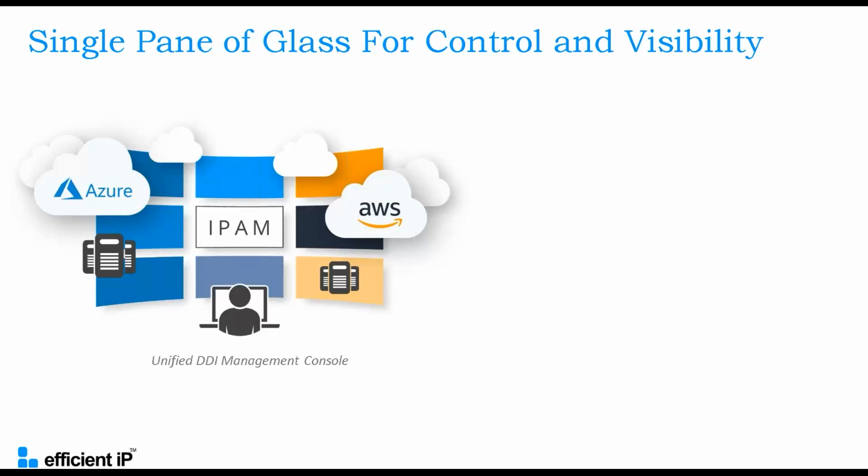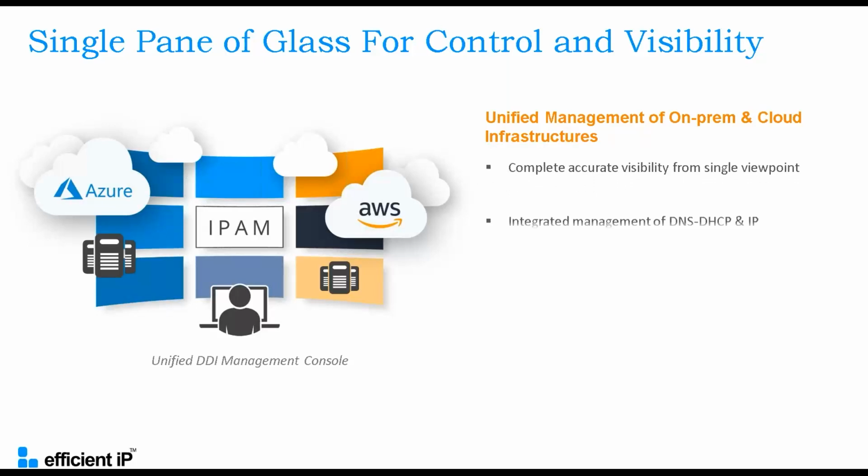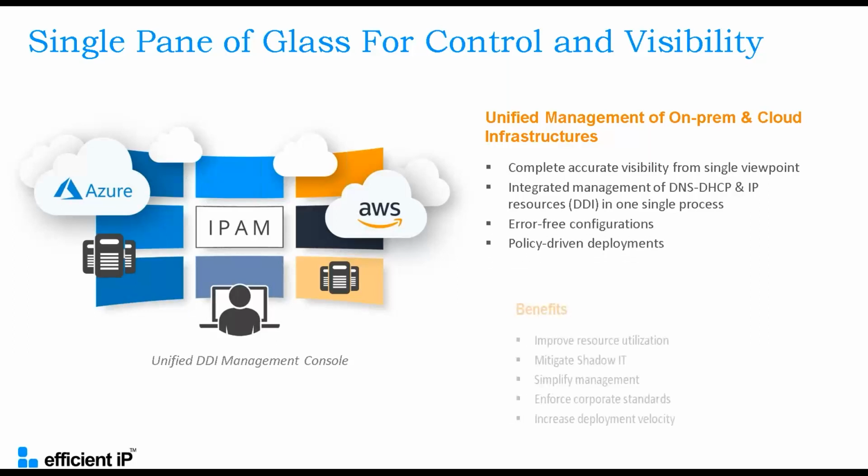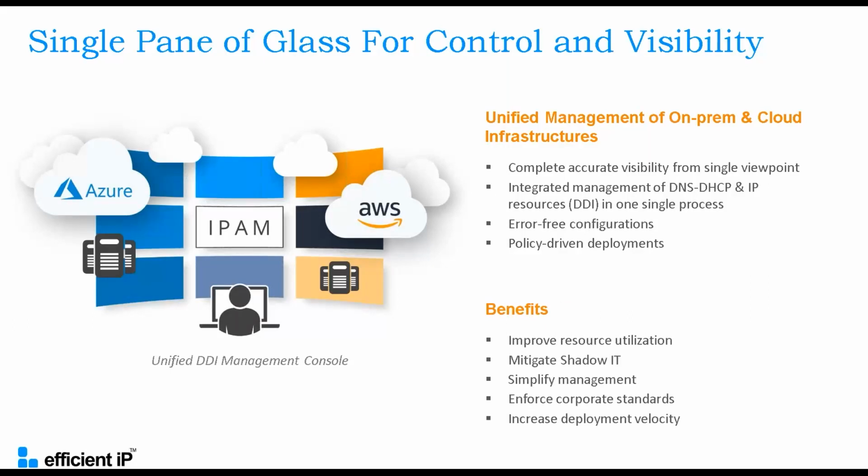We want to see all of these records and control them all, but not just our golden records. We want to see everything. We want the unified management of on and off prem. We want the access from a single viewpoint. We want it to integrate our DNS, DHCP, and IP into a single process. We want things error-free. We want things policy-driven so that we can benefit. Because really, that's what we're here to do. Efficient IP, we're here to benefit, not ourselves, but yourselves.